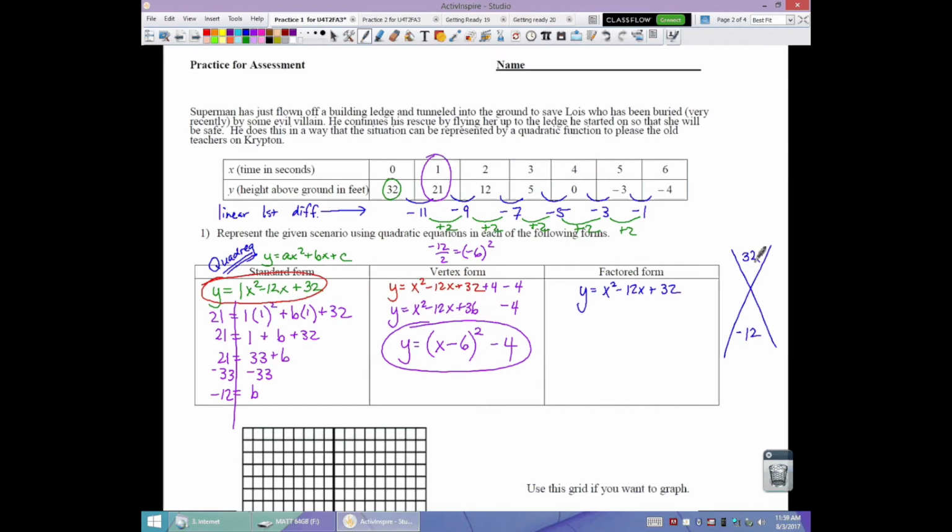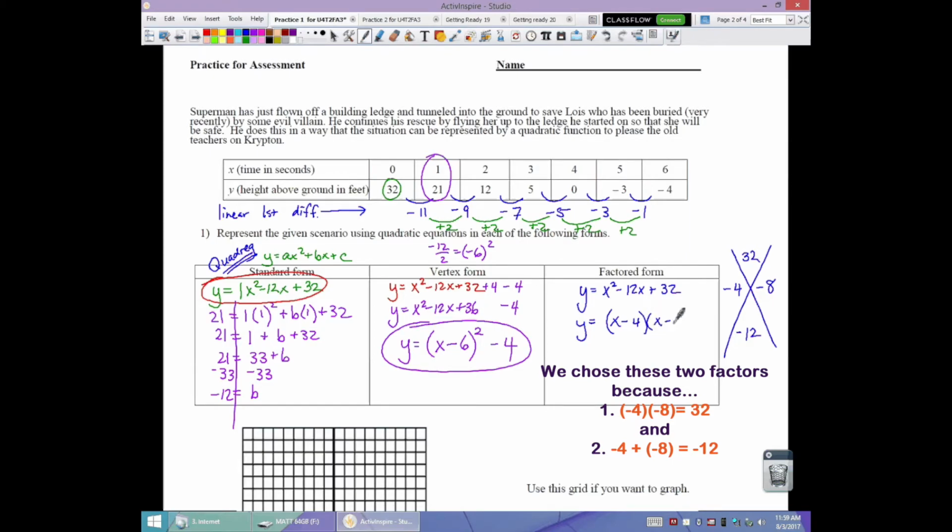Since the product is positive, I need 2 of the same sign. Since this is negative, they both have to be negative. Factors of 32 that add up to 12 are 4 and 8. So y is equal to (x minus 4)(x minus 8). Again, that does match the one x-intercept I was given in the table. It was 4, so I knew this factor. I just didn't have the x minus 8.